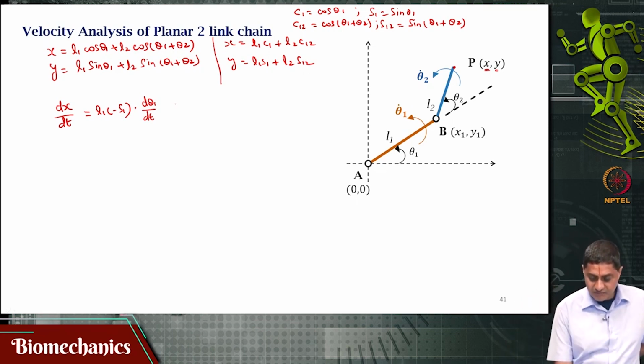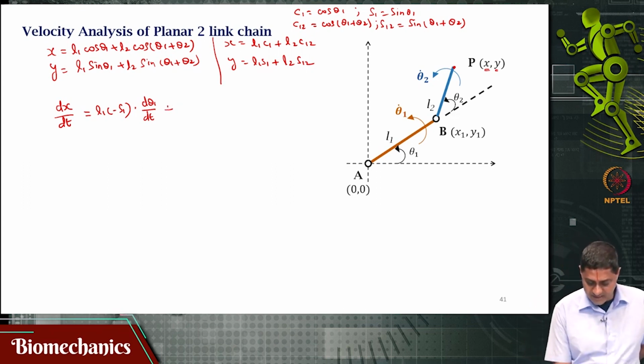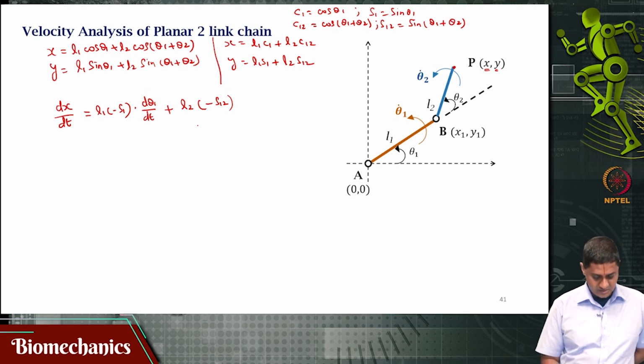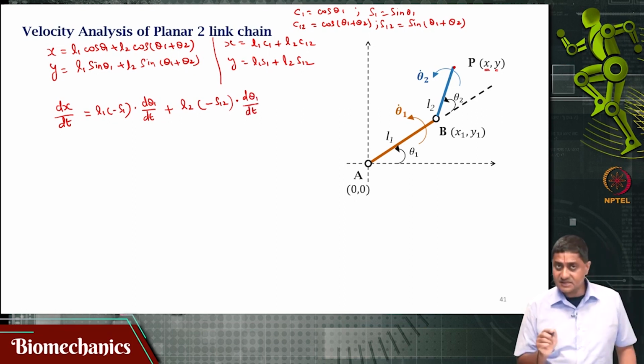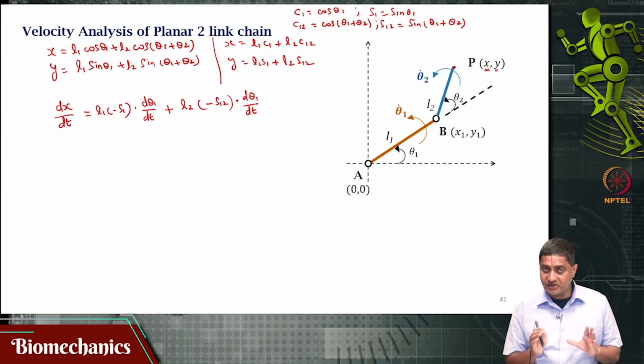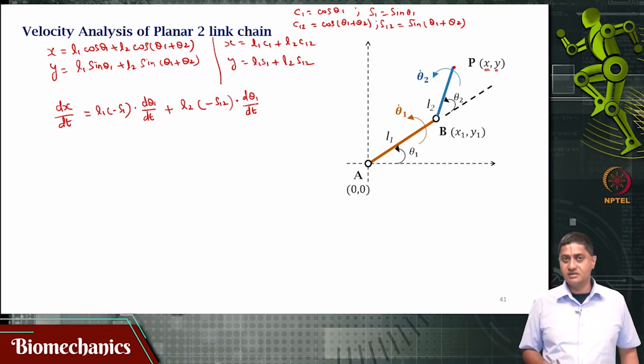The next term, again L2 does not change, but C12 will change, so plus L2 times minus S12 times d theta 1 by dt. But then we realize there are two thetas involved, which will have to be differentiated using the chain rule. Let us take a brief detour and come back to this.